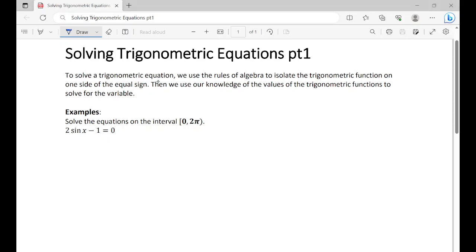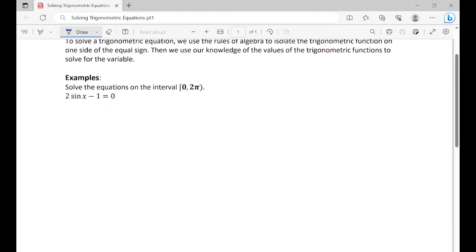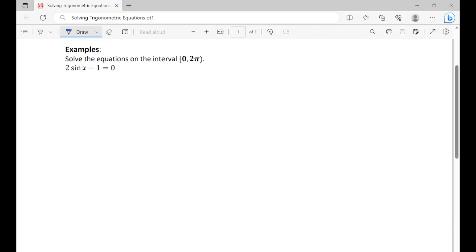To solve a trigonometric equation, we use the rules of algebra to isolate the trigonometric function on one side of the equal sign. Then we use our knowledge of the values of the trigonometric functions to solve for the variable. So if you have a unit circle memorized, you're doing really well, but if you don't or are a little bit iffy on it, I would recommend having a unit circle handy to make sure you feel a little bit better when solving these kinds of equations.